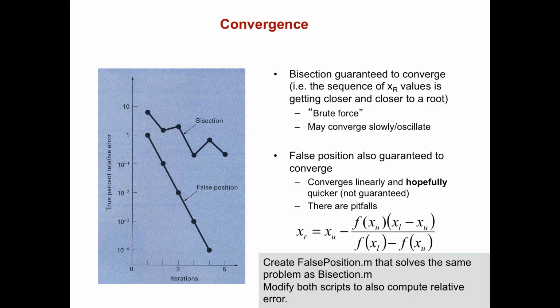Beauty of copy pasting and reusing the code. So essentially, just replace this portion where you're computing xr with this, and the rest of the code is the same. And rename it as false position. I'm not going to ask for turning it in because of the exam.